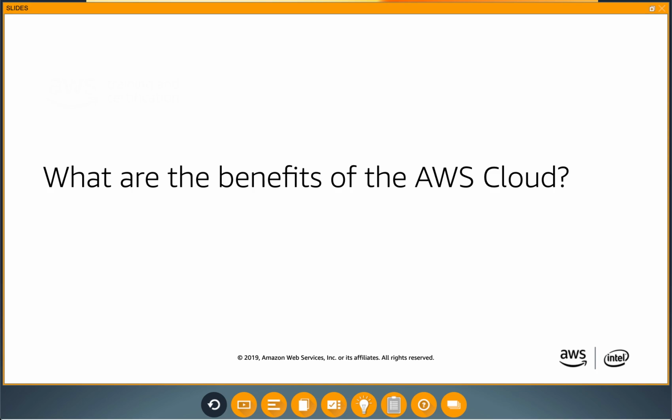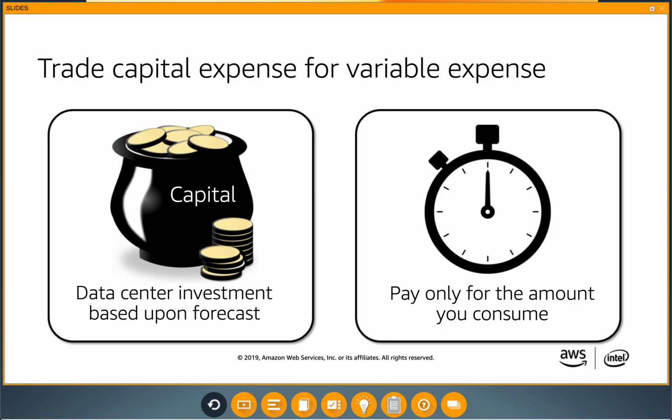So, what are some of the benefits of the cloud? Why are people moving to the cloud, and how does that change the way we build and deploy IT services and applications to our customers? The first is trade capital expense for variable expense.